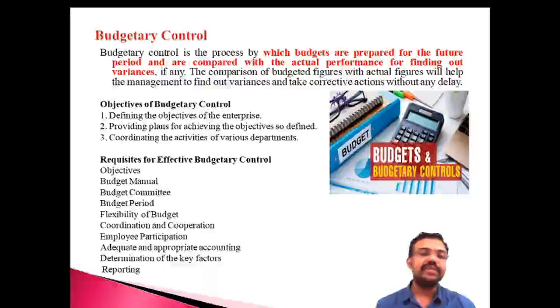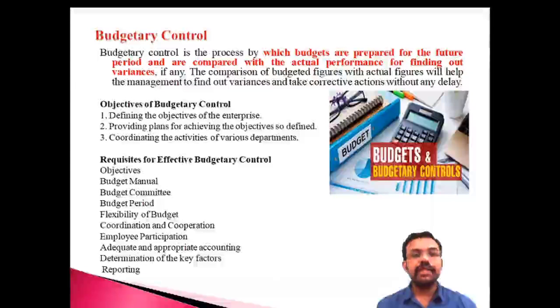What are the objectives of this budgetary control? An organization has definite objectives for budgetary control. The first important objective is defining the objectives of the enterprise. What are the objectives of the enterprise? Why are they planning for budgetary control? First, you define the objectives of the enterprise. That's the first important objective of budgetary control. It must be defined, whether it is reducing cost or maximizing profit.